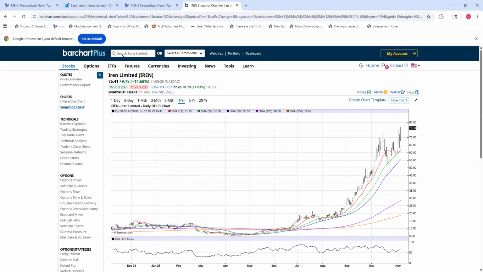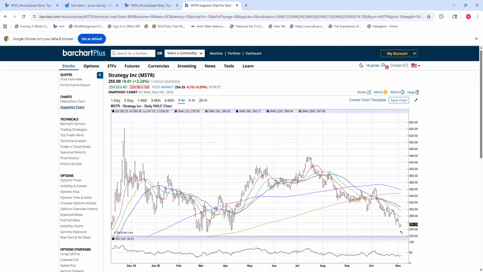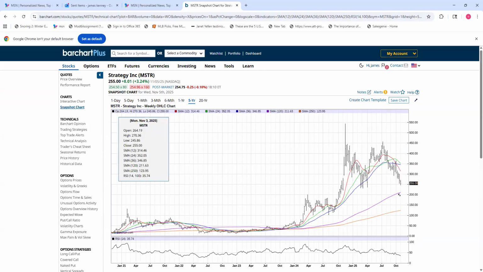Two stocks that have been whacked and people probably can't understand why. MicroStrategy has been a real dog, but again, the dog may come up and bark again. But you can see, in my view, you're not going to make big money on MicroStrategy until it gets above 350. And if it does that, and then Bitcoin's going to 150 or 200, you'll make plenty of money. Right now, it's getting close to the support area.